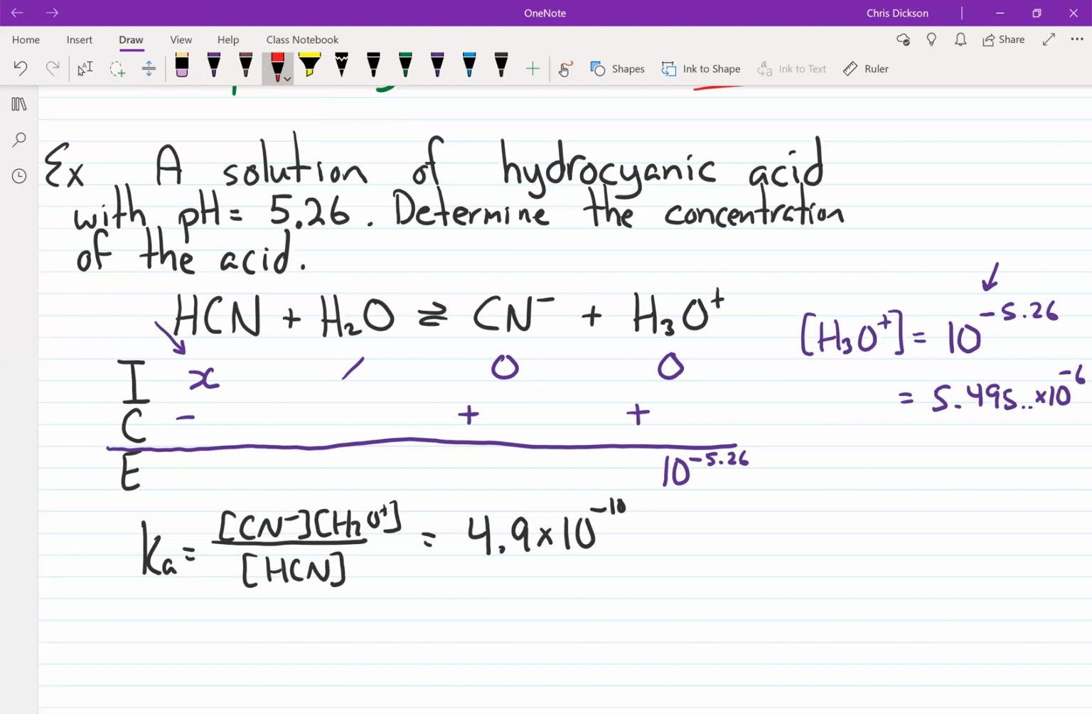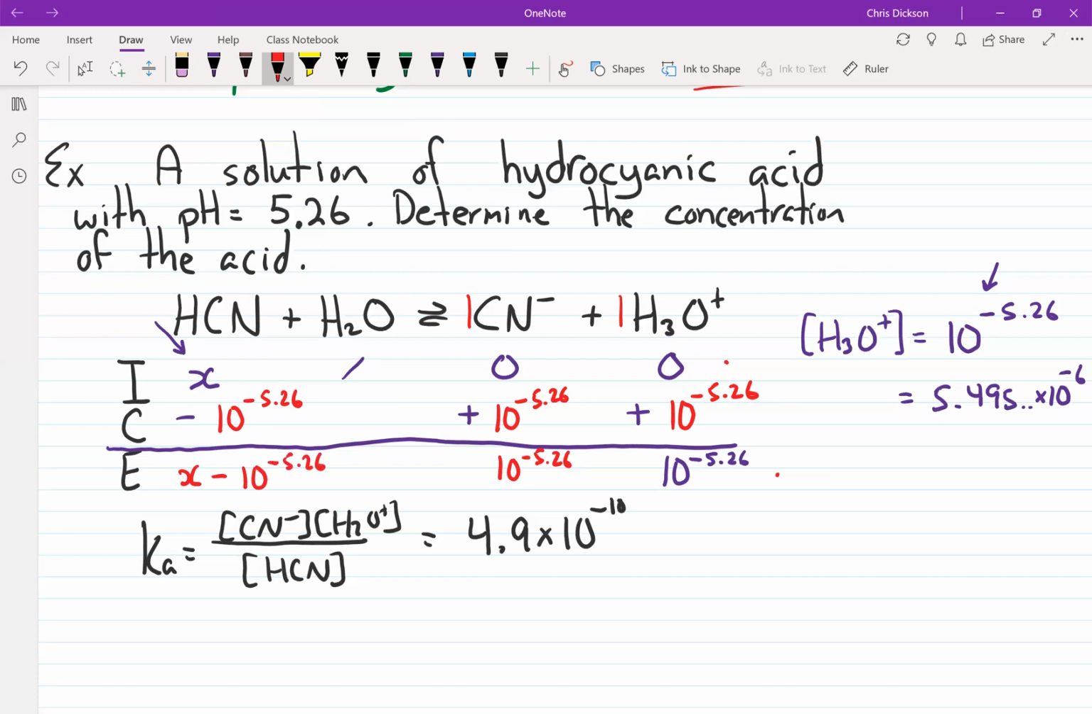So one is that I started with 0 and I wound up with that number, which means the change had to be that number. So 10 to the negative 5.26. And of course, this is a 1-to-1 ratio. So every time you make 1 hydronium, you make 1 cyanide. So this would also be 10 to the negative 5.26. So down here would be 10 to the negative 5.26. And over here, we'd be minusing 10 to the negative 5.26. So down here, we would have X minus 10 to the negative 5.26.